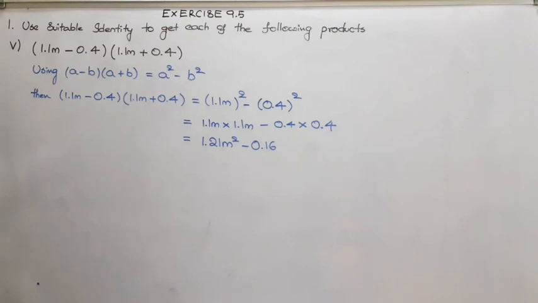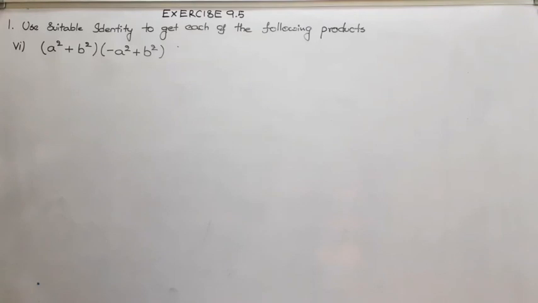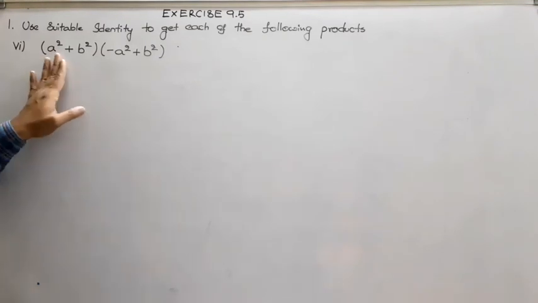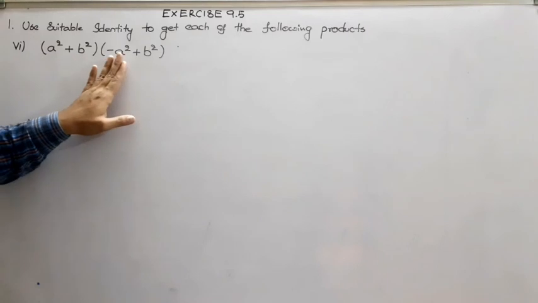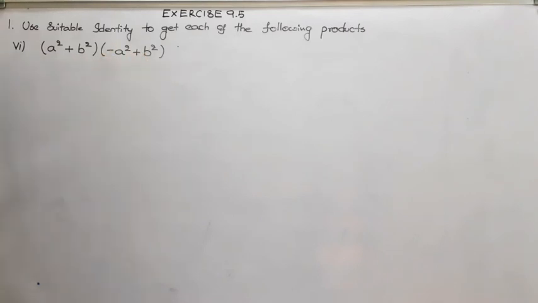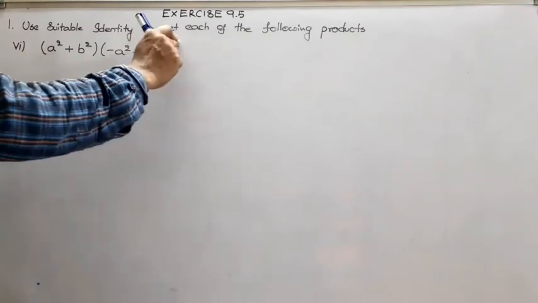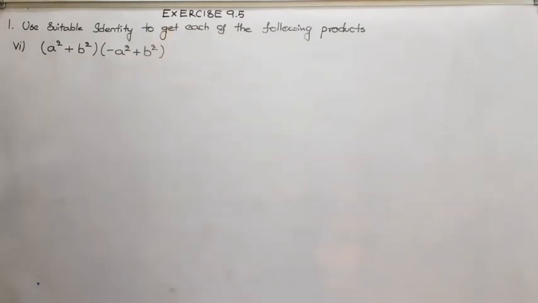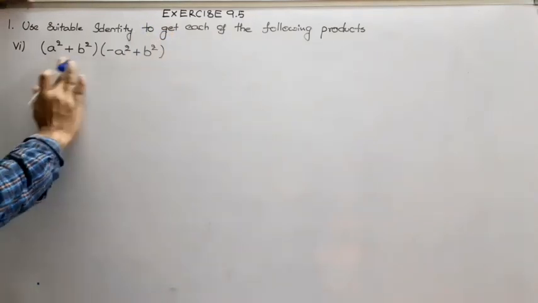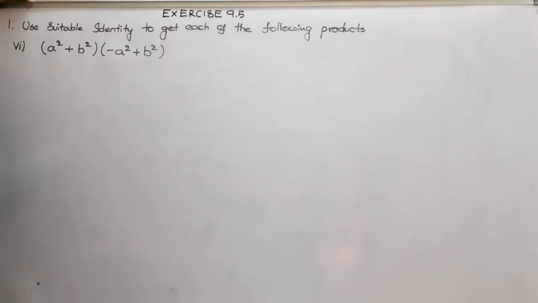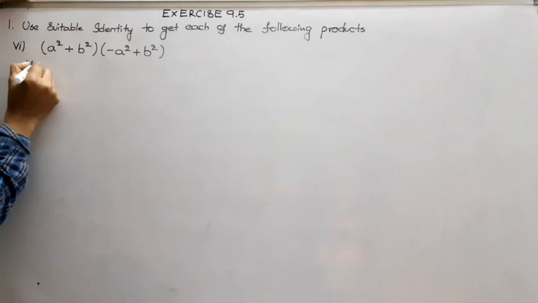Now let us move to the sixth one, children. The sixth question: (a square plus b square) multiplied by (minus a square plus b square). At a single glance, when we look at the question, it is quite hard to find the appropriate identity, but if we can rearrange the terms, it will be possible. Just look.